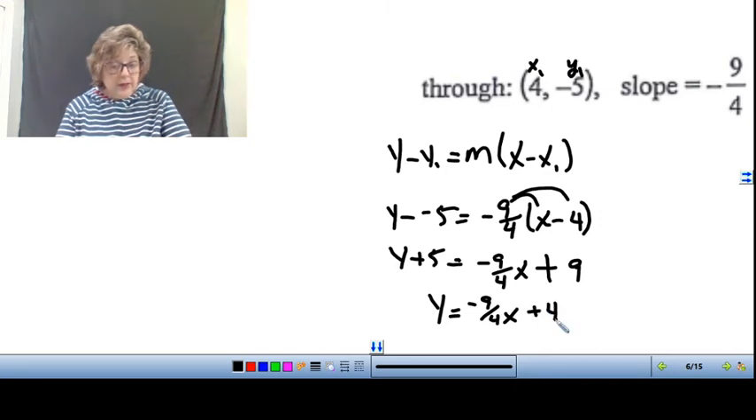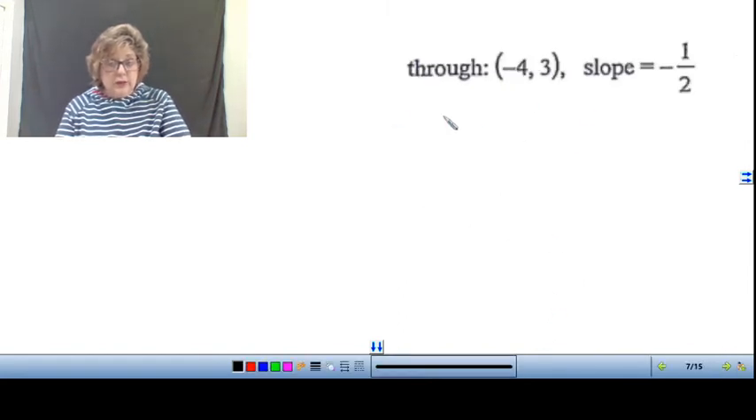So what does that mean? I have a line that crosses the y-axis at 4 and has a slope of negative 9/4. So at 4, I could go down 9 units and right 4 units, and I would hit another point on that line.